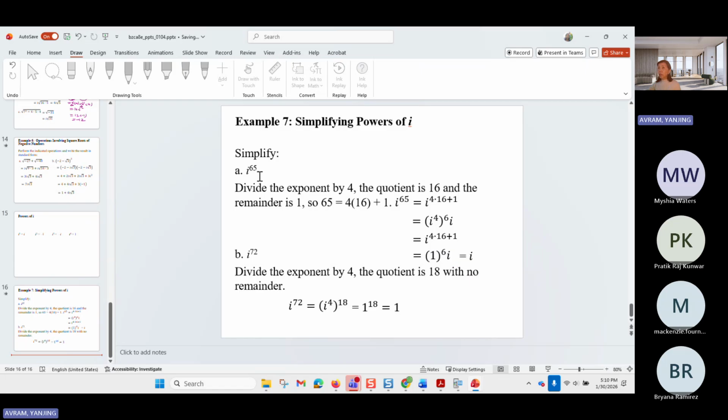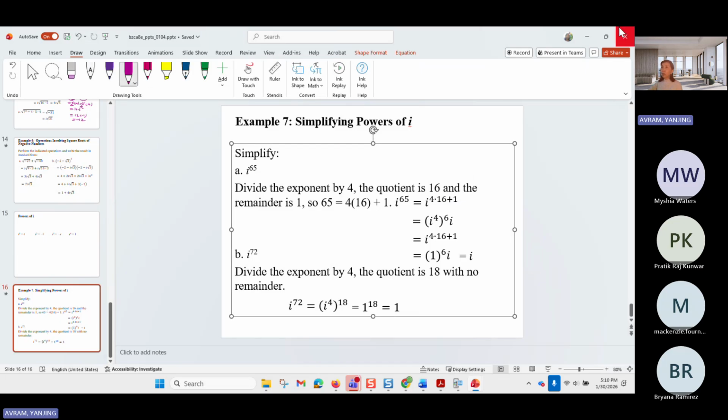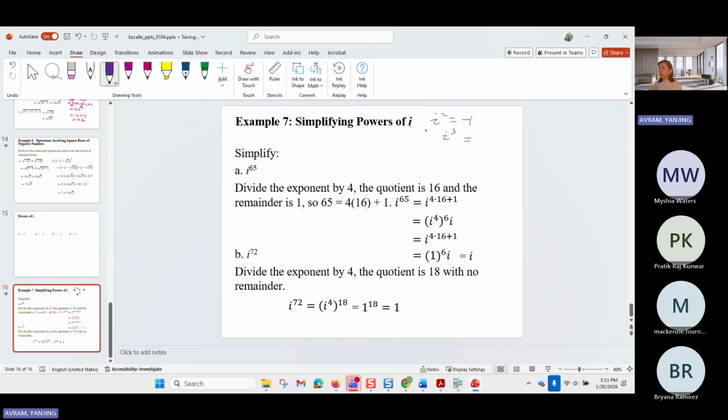All right, so if you have an i power, you can simplify, right? We know i squared is equal to negative 1. The i cubed, I can simplify this one into i squared times i. Okay, and i squared equal to negative 1, so this will be negative i, right? So i cubed is equal to negative i.